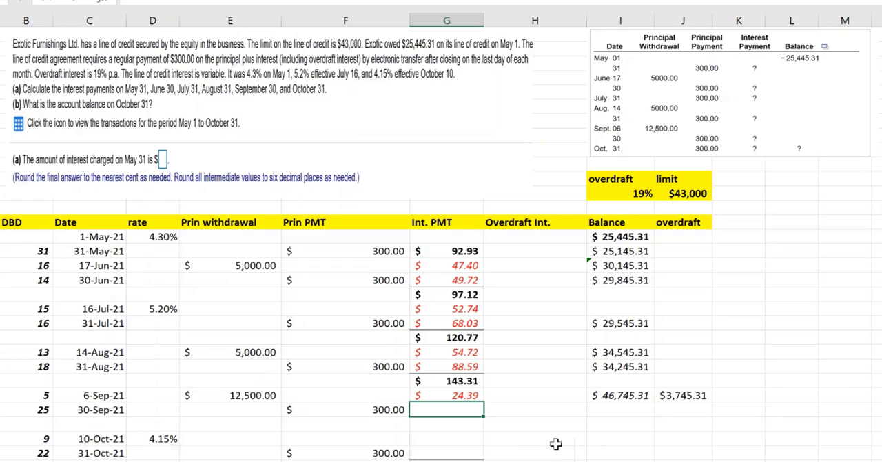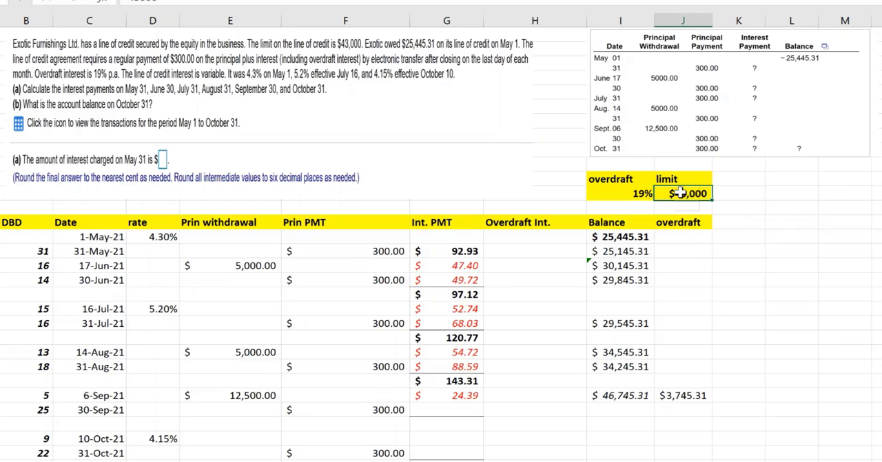We have on September 30th, which is a statement date, 25 days later, after September 6th, I know that you now have a balance of $46,745.31. You've gone into overdraft by $3,745. So the interest calculation is a little bit different here. The interest calculation is 5.2% at a maximum of $43,000 right there.